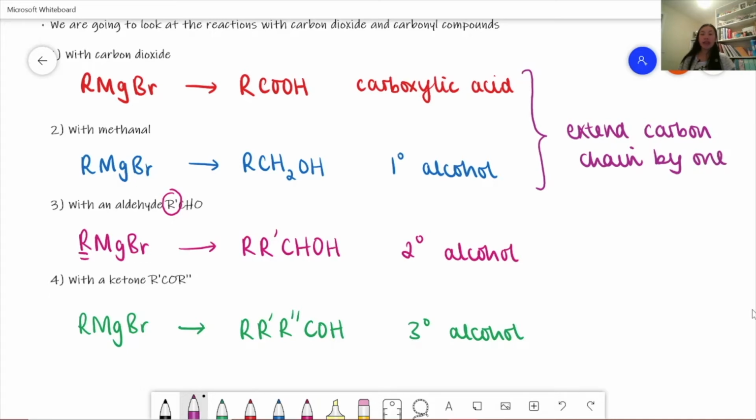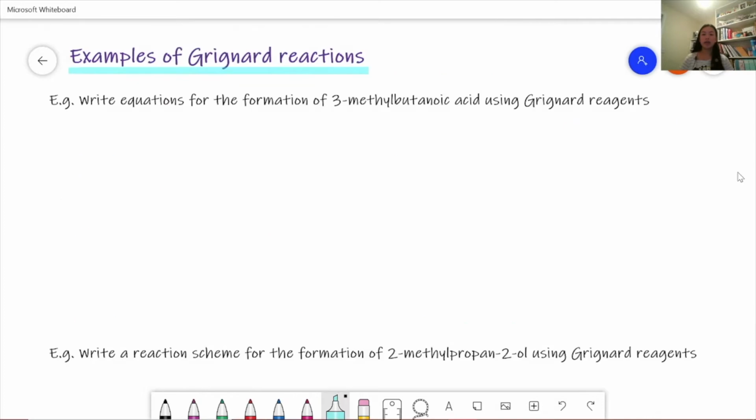Because in the Grignard reagent, we don't have any carbons, and then we suddenly get a carbon here when we react it with carbon dioxide, and then the same thing with methanal. And then with the aldehyde and the ketone, it's variable depending on how many carbons we have in the R group. Now we're going to look at examples of Grignard reactions.